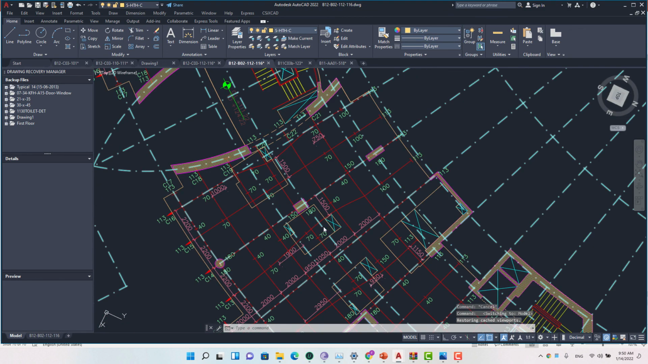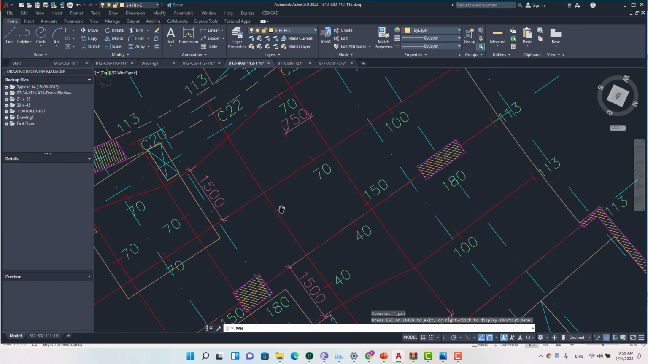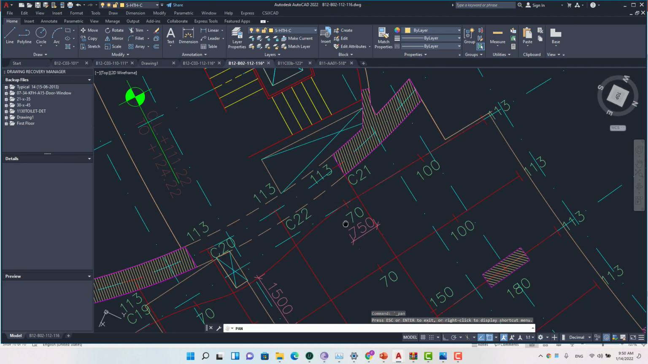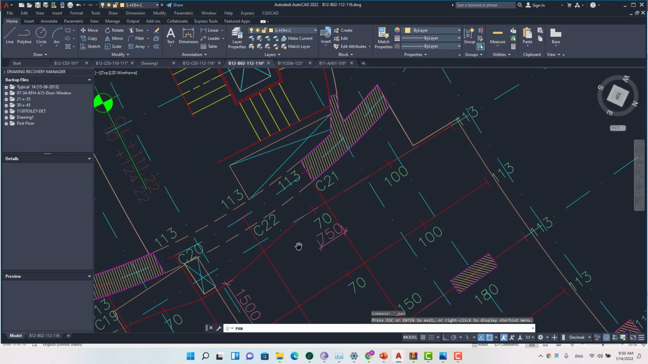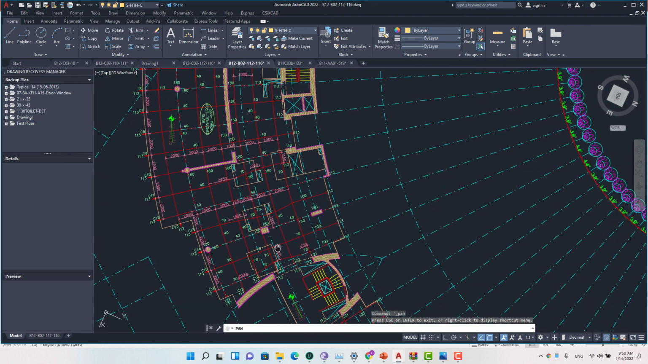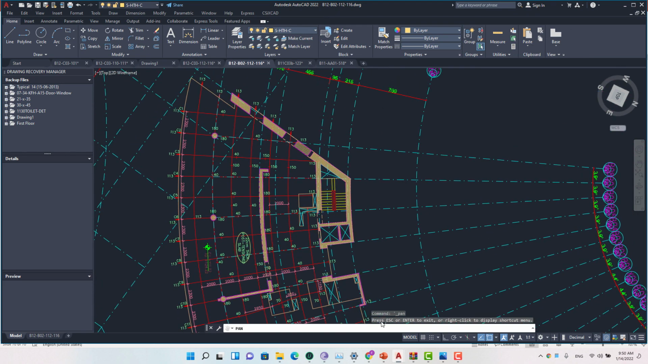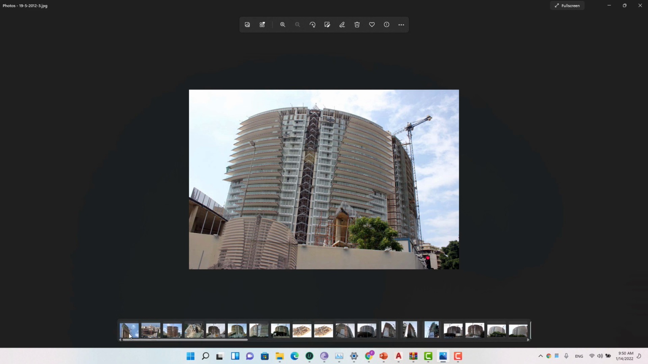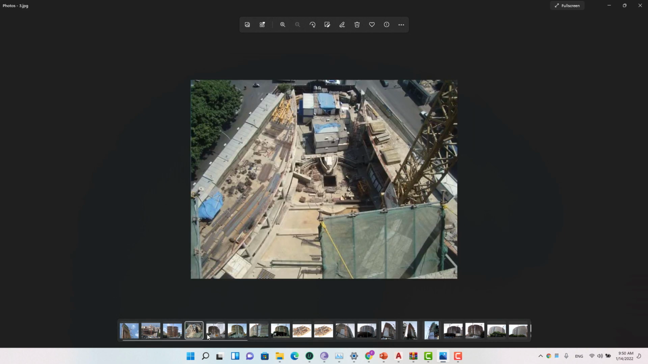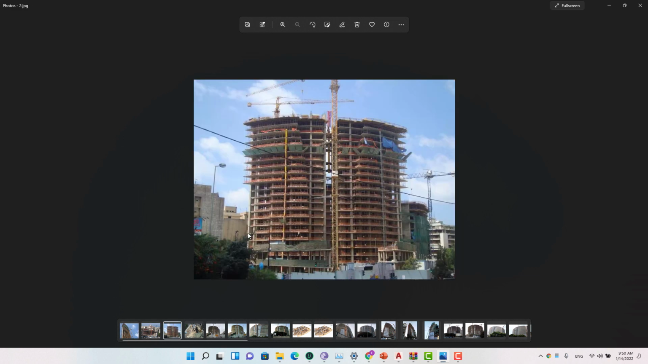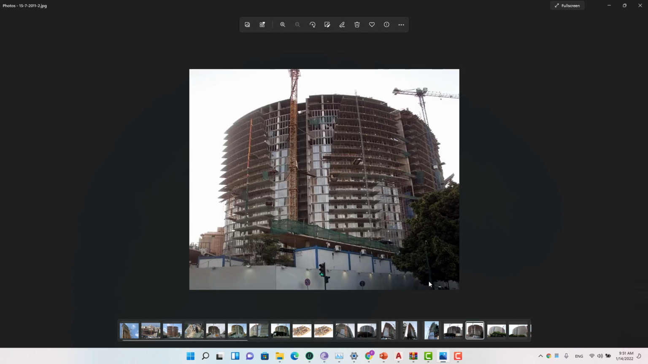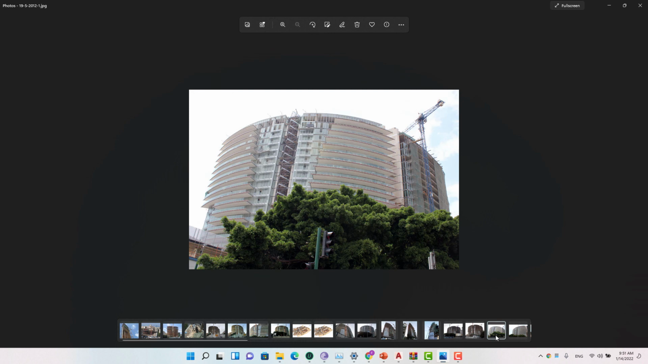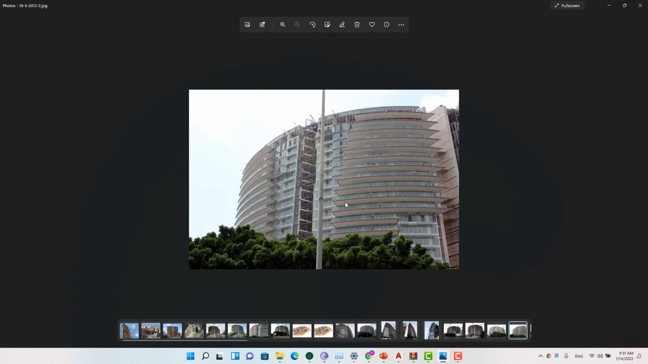So this is block B. Also, the PT system for block B we can check. We have PT in two directions. We also have some pictures related to our project during the execution phase. This is block A and A prime, this is block B and block C. This is during the end phase, and this is during the final phase.